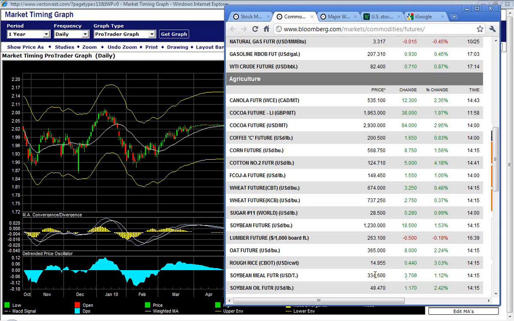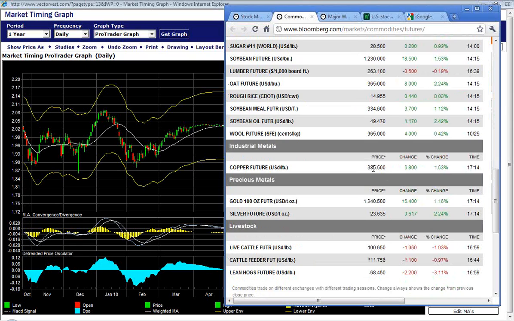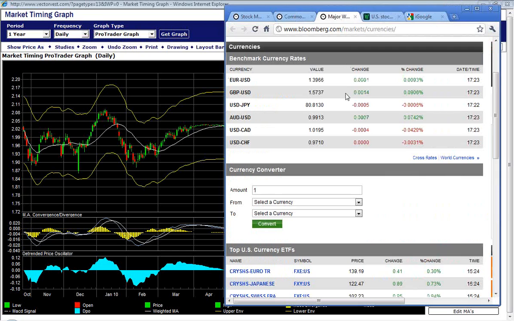Copper at 385.50, that's up 5.8 cents. And gold putting in a strong showing at 1340 and 50 cents. Talk about retracement here is perhaps a little bit premature, but I guess we'll find out. Silver was 23.65.5.